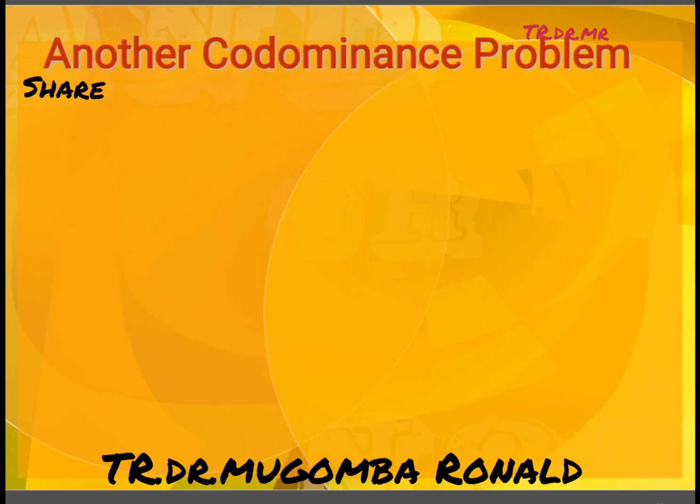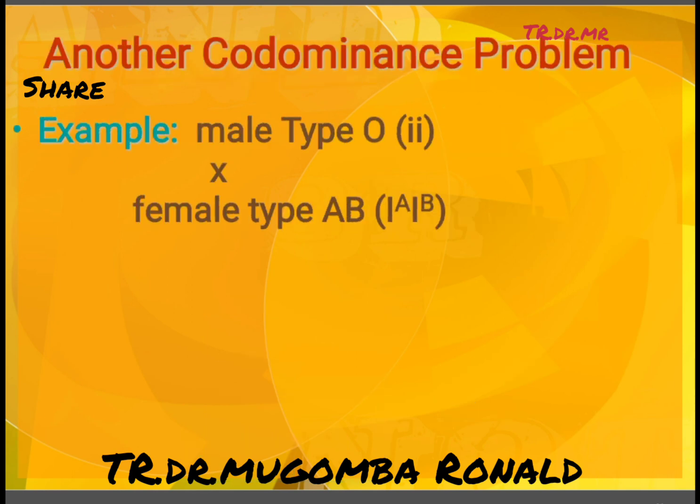Now, having looked at codominance, we can look at another codominance problem. Take an example. We have these two. The male is blood group O and the female is blood group AB.